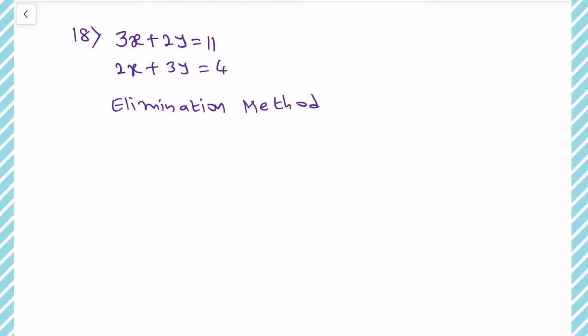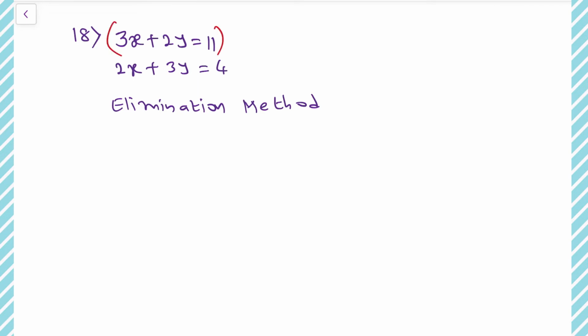Next, 3x plus 2y equals 11 and 2x plus 3y equals 4. Solve for x and y values by the elimination method. So for the elimination method, according to the standard of a student, or according to the interest of a teacher, they will explain in different methods. So always I will stick to one method only. So you also learn that one only, it is better, I think so.